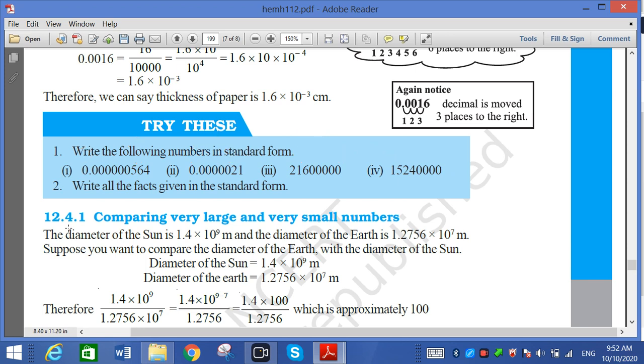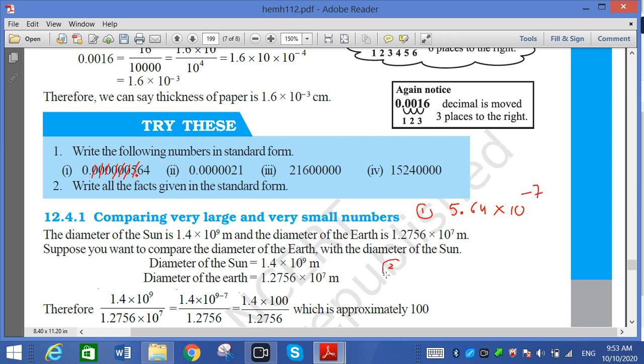Now again I am giving the answer of all. So first answer is 5.64 10 the power. So now the point is here. How many places am I shifting? 1, 2, 3, 4, 5, 6 and 7. So I have to write minus 7.